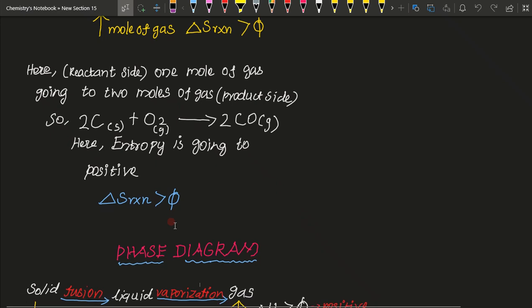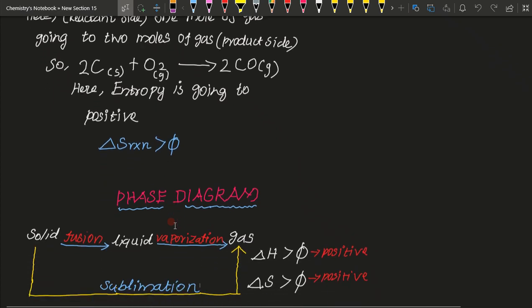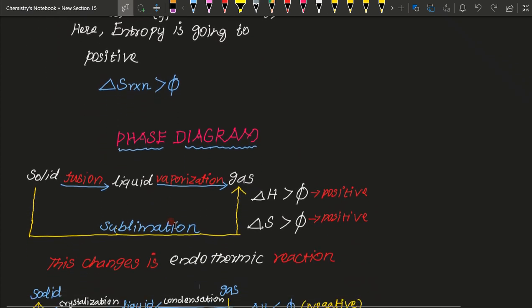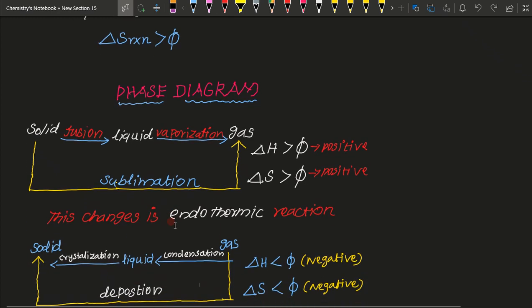Next, phase diagram. Solid to liquid is fusion, liquid to gas is vaporization, and solid to gas is called sublimation. So delta H is positive and delta S is positive. These changes are endothermic reactions.